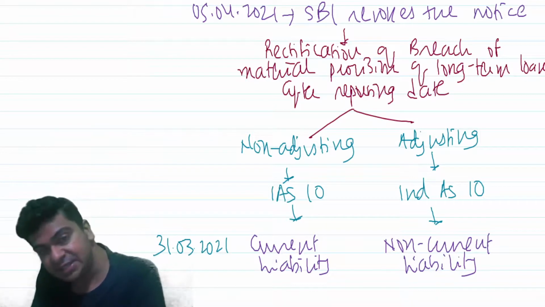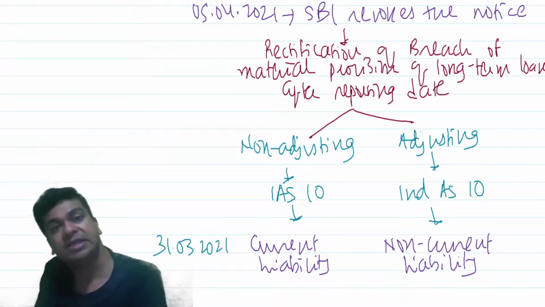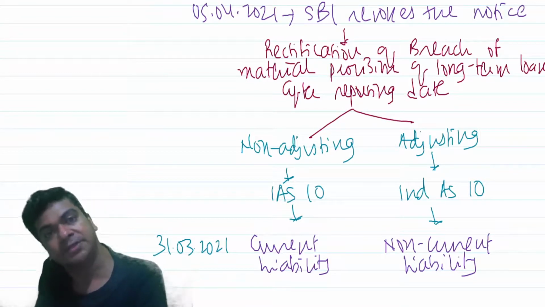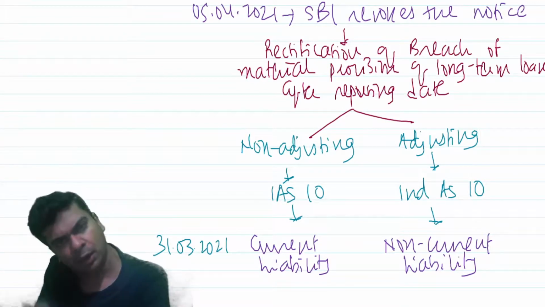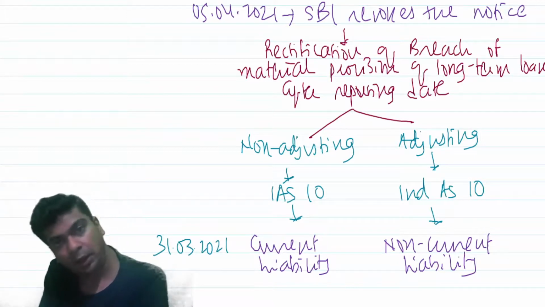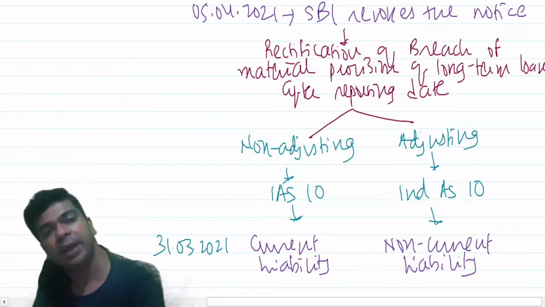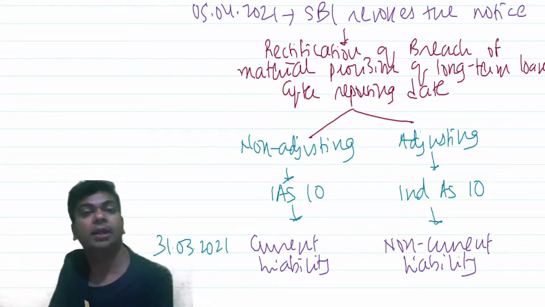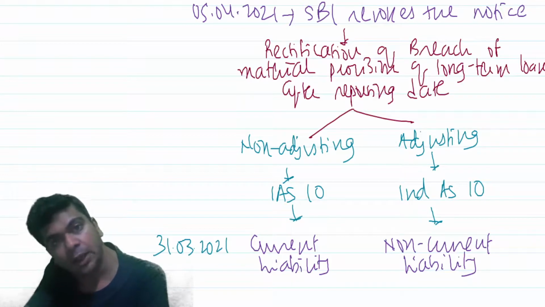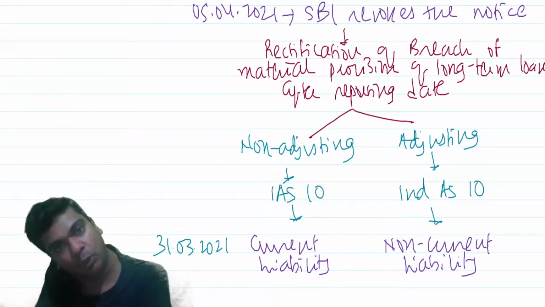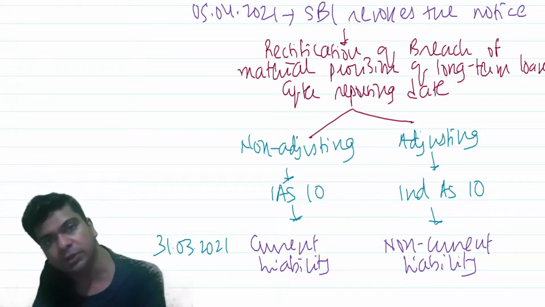What Ind AS 10 suggests is that the business relations in India between the corporates and the banks are well established. You only think about it. Let us say you are taking a loan on 1st January. You are mentally prepared that this loan will be paid over a period of 15 years. And on 20th March, out of the blue, you get a notice that, hey, come immediately and repay this loan. What will happen? Tell me, what is the action that you will take the moment you receive this notice?